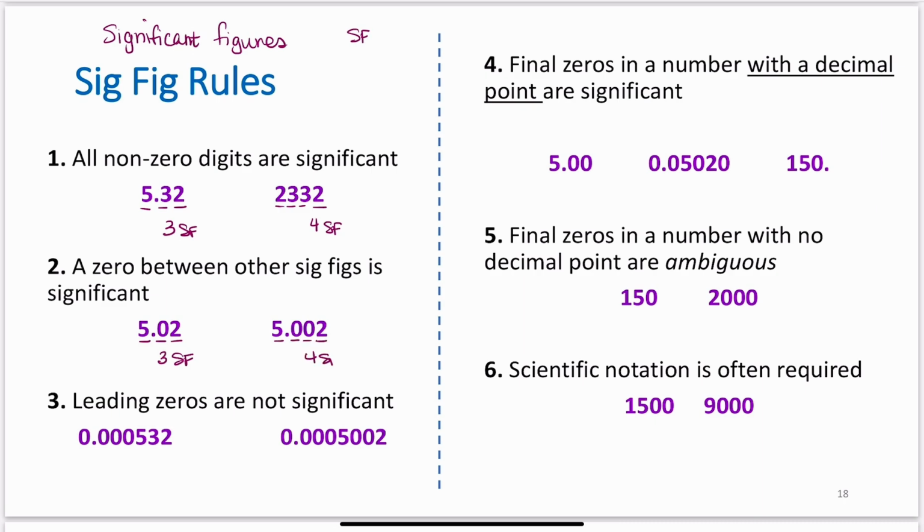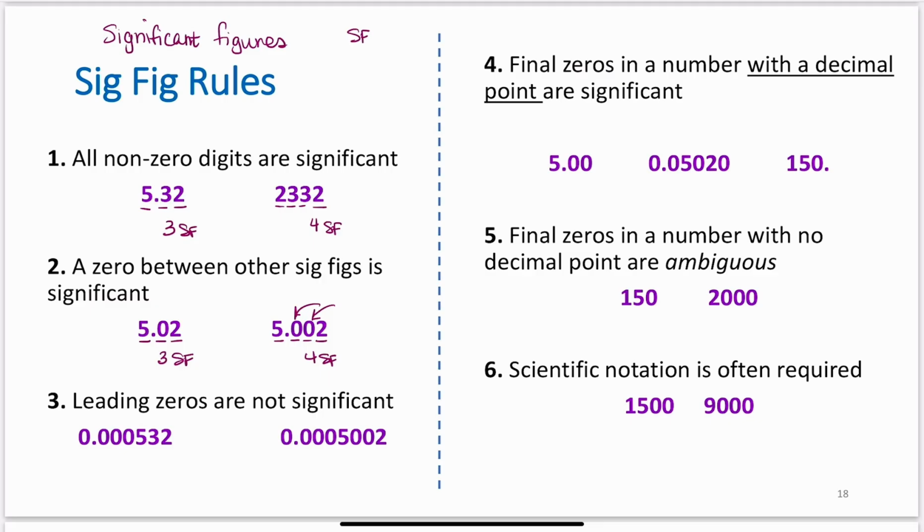5002 has 4 sig figs. The 0 here is trapped between a 5 and a 0. So that can confuse students, and I understand that. The 0 here is trapped between a 0 and a 2. Both zeros, though, are trapped between non-zero digits, therefore they are also significant. They are showing me that my measurement is actually precise here out to the 3rd decimal place.